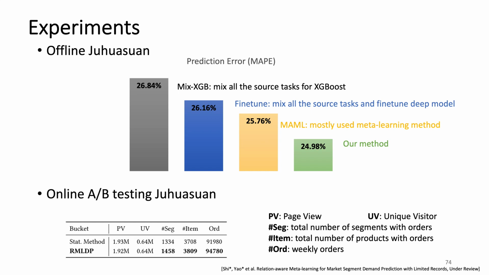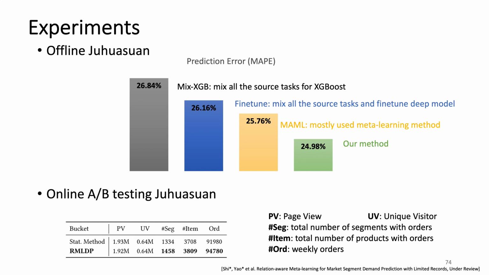Let's see the experiments. We have collected 4,000 market segments in Juhuasuan and use them to improve the data-insufficient market segments. Here we show some baselines. The first one is mixed XGBoost, which just mixes the datasets of all the source tasks and feeds them into XGBoost.